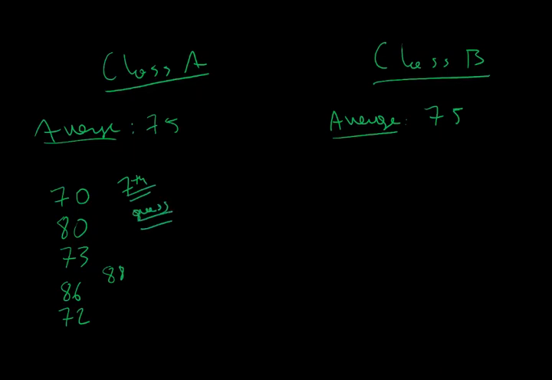Now, if I ask you to pull the seventh exam, or to guess, what would the seventh exam most likely be in class A? I bet you're going to say something between 70 and 80, because most of them are between, we have this 86, but we have 70. So it's between 70 and 86, 88. It's ranging in that ballpark, if I ask you to guess.